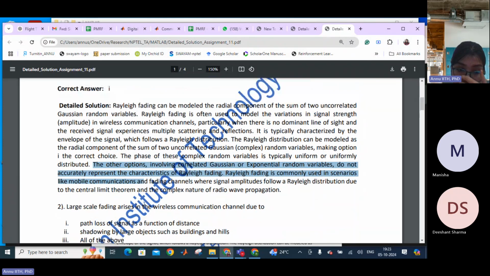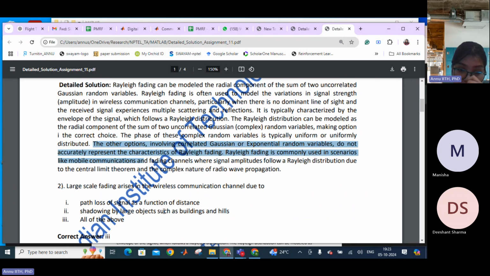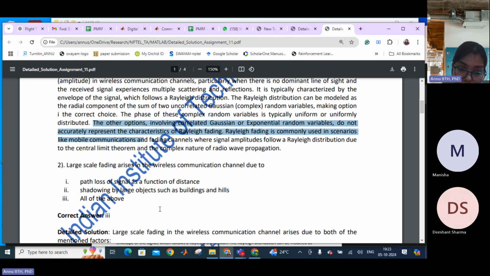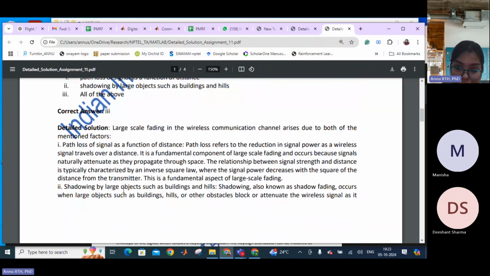Okay. So large-scale fading arises in the wireless communication channel due to path loss as a function of distance, and shadowing by large objects such as buildings or hills. All of the above is the answer, because it arises due to both of the mentioned factors. Path loss refers to the reduction in signal power as a wireless signal travels over distance. It is a fundamental component of large-scale fading and occurs because signals naturally attenuate as they propagate through space.